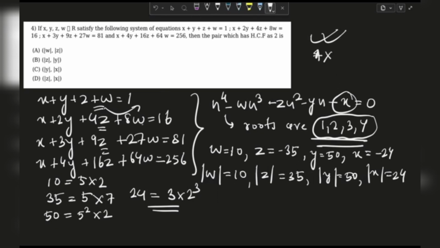I hope I did correct. Yeah, W and Z. Okay, Z and Y. So 35 and 50, I guess this also is no, because 5 here will be the HCF. So that is also gone.